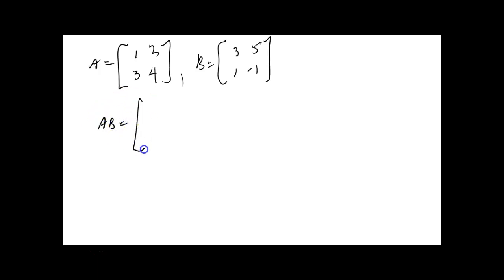What is AB? Can you even do that? Yes, and what size will it be? 2 by 2. Help me fill in the gaps. The 1-1 entry would be 5. 1-2 entry would be 3. 2-1 entry would be 13. Is that what you said? Okay.